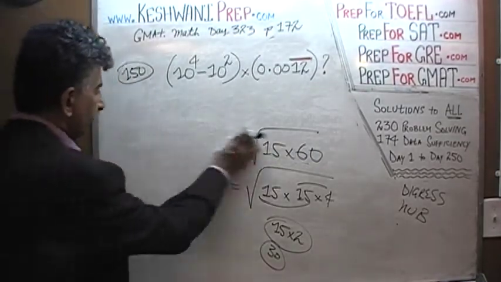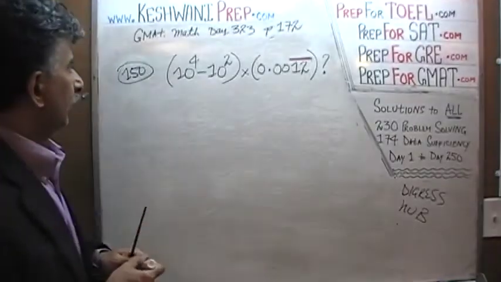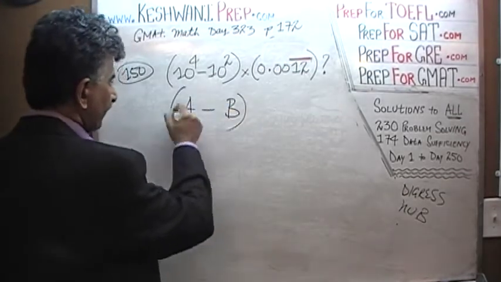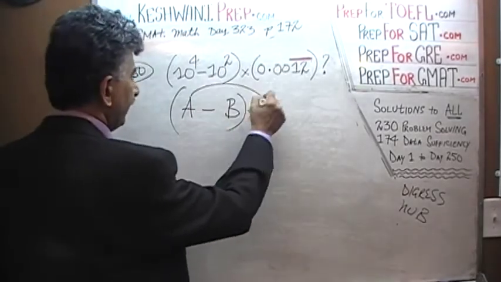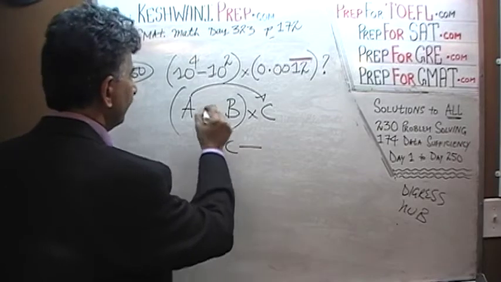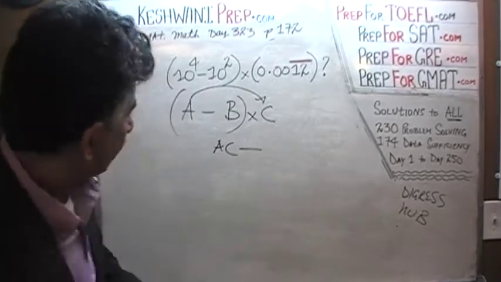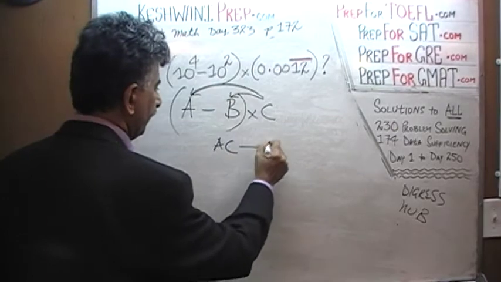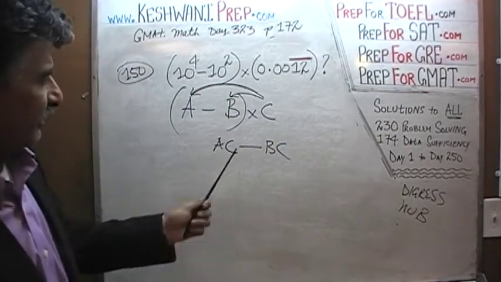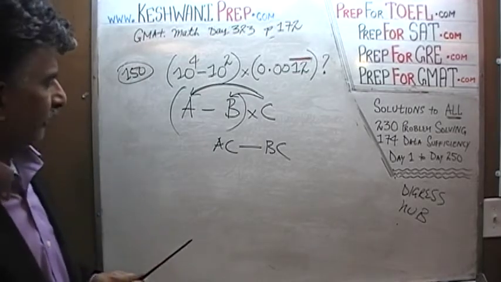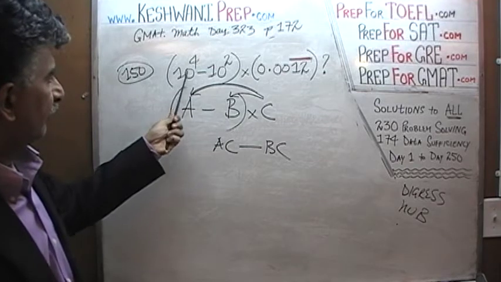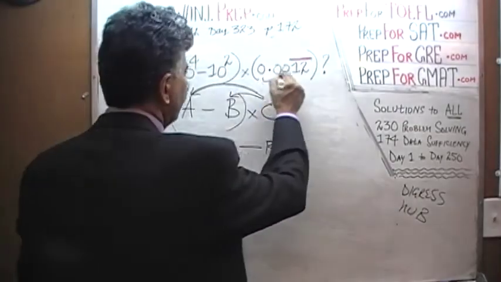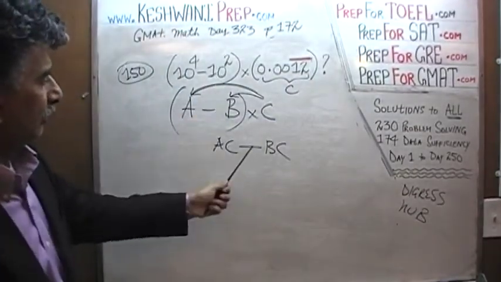Let's see what we can do. Well, we can apply the same concept that we come across in algebra, which is that (a minus b) times c is simply a times c minus b times c. The only difference is typically we put the c in the front. It doesn't change anything. That's exactly what we're going to do. It's 10 raised to 4, which is our a, times this quantity right here, which is our c, and then 10 raised to 2 times that quantity.